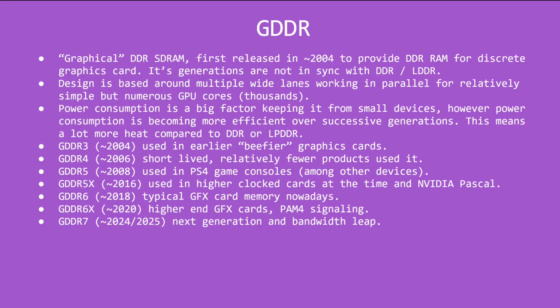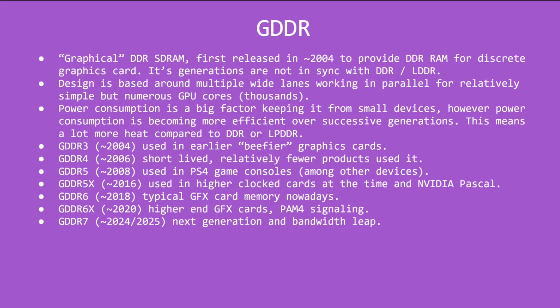We also had GDDR, and that's just graphical. First came out in 2004 to provide some solid DDR RAM for discrete graphics cards. Its generations are not in sync with the rest of DDR, kind of has its own numbering. Its design is multiple wide lanes working in parallel. With the GPU, you're working with thousands of cores doing relatively small but numerous tasks, and GDDR has to work with that.